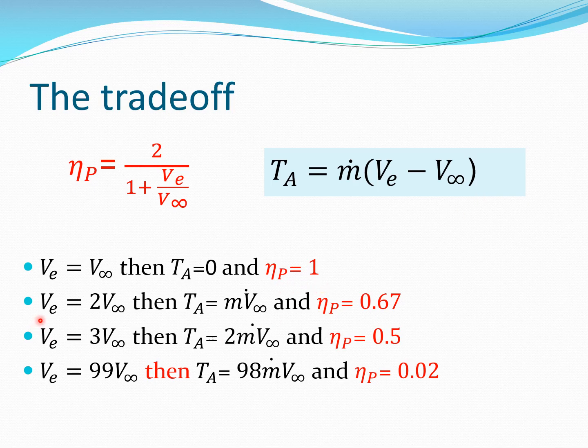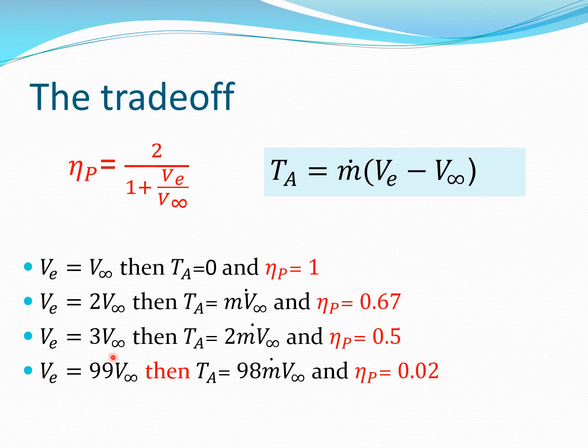Now let's take the case where VE is twice V infinity. That means you are doubling the intake velocity at the exit. In that case, TA would be m times V infinity, and eta P would be 2 divided by (1 plus VE by V infinity), which is 2 by 3, and that would give us 0.67 here.